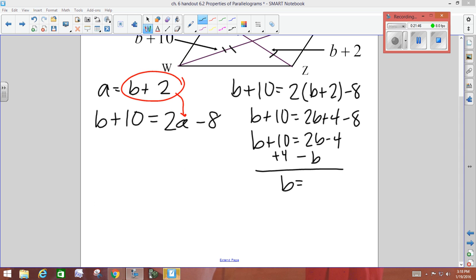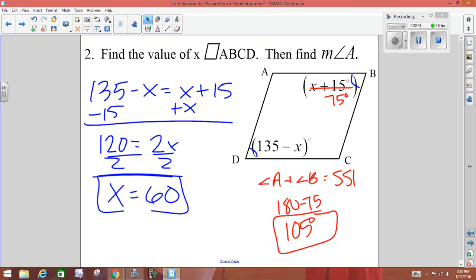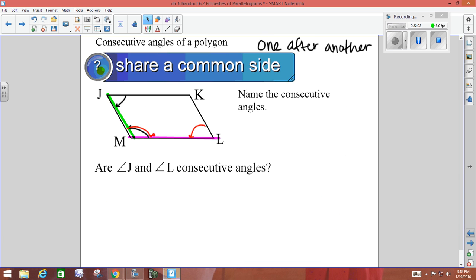You get b to equal 14. Plug that back into the one that's circled, and you should get a to be 16. Good? Cool. You don't have to flip your paper over if you don't want to, but I'm going to go back to that theorem 6.4. There isn't anything for you to write on yours.